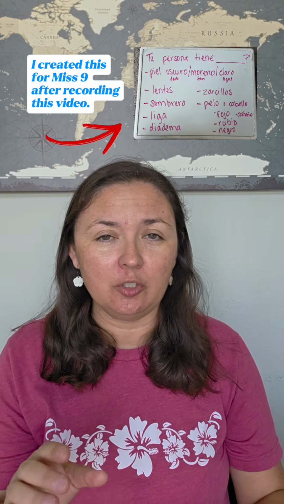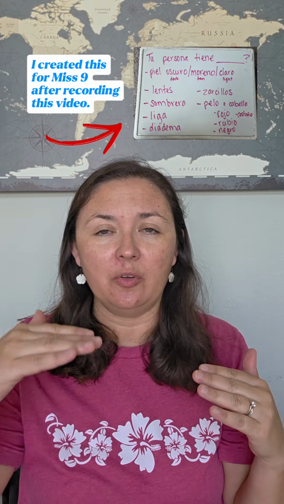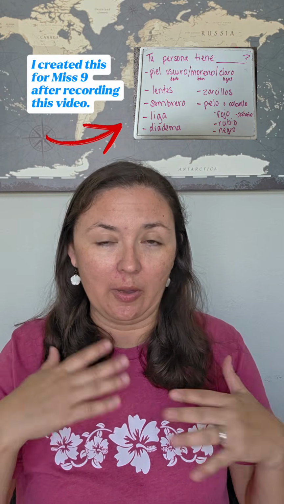Now, you could type up a little cheat sheet that has some question starters, some different characteristics that they could ask, if that would help them get started with asking questions. So for example, in English, we usually say, does your person have a hat? Does your person have blonde hair? Things like that. And so you could start out by writing out something that says, tu persona tiene, and then that way they can fill in the blank.